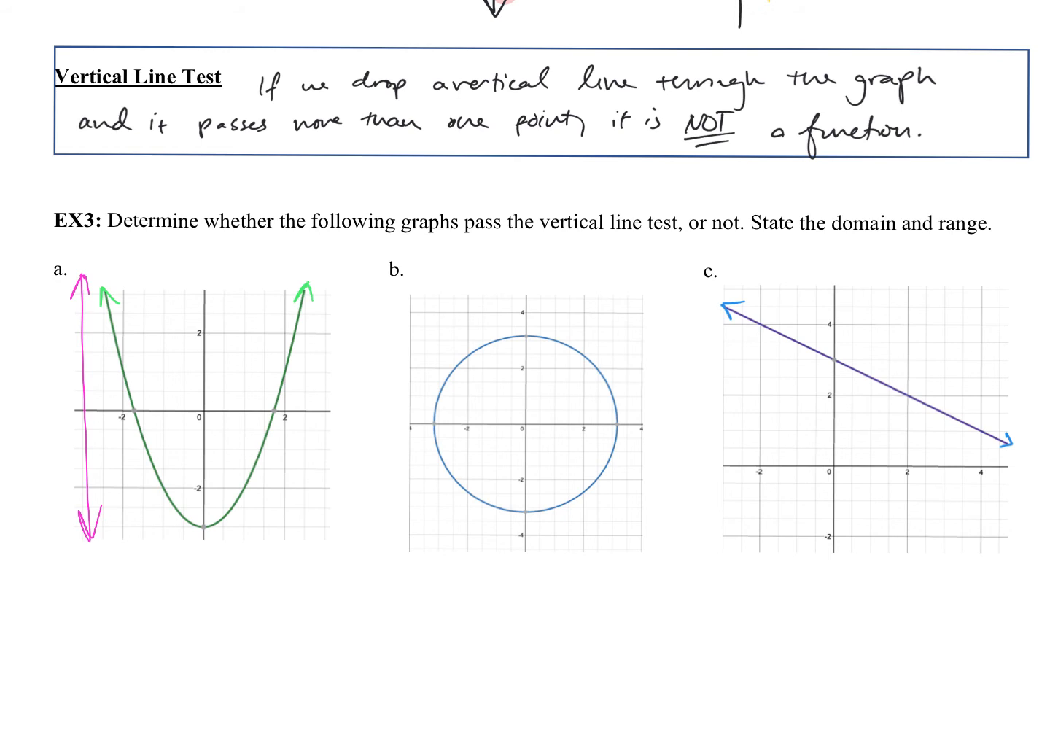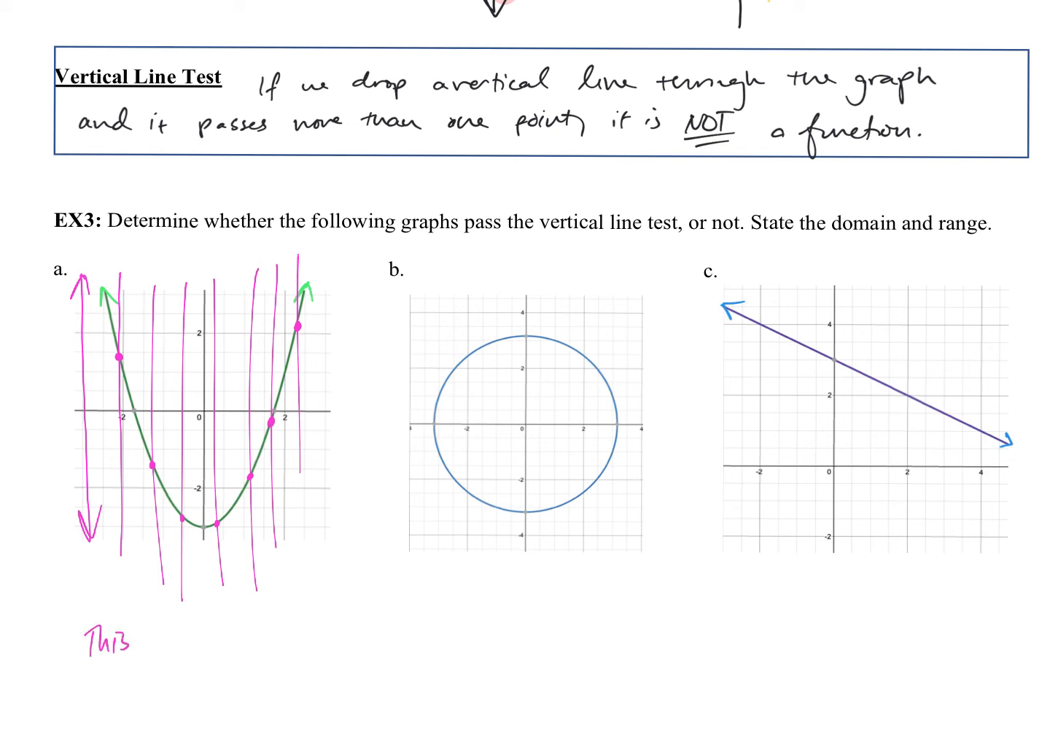That answer's not really right. We need to drop a vertical line, technically, anywhere, and if it never hits more than one point on my graph, then it is a function. And notice with the green one, it's called a parabola, it only hits my graph in one place. So this is a function, because my vertical line only hits in one place. I'm going to say this is a function by the VLT.